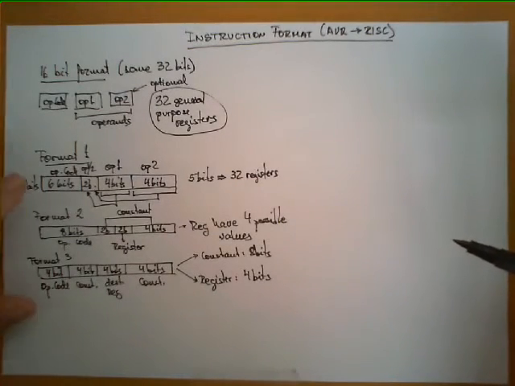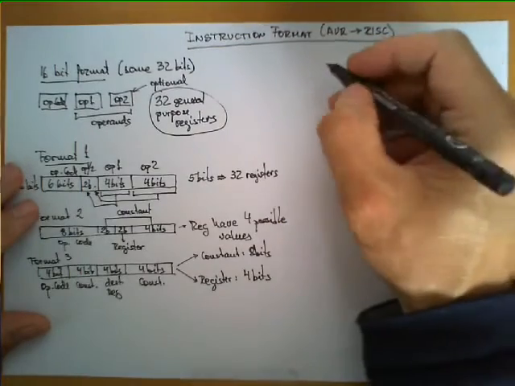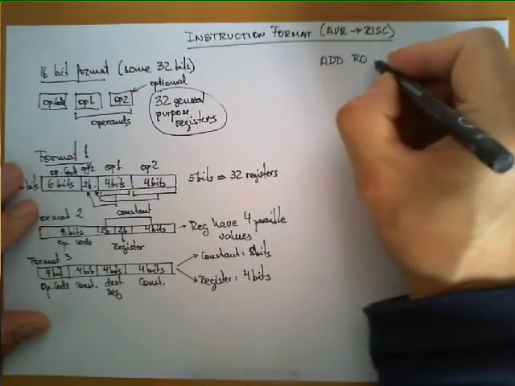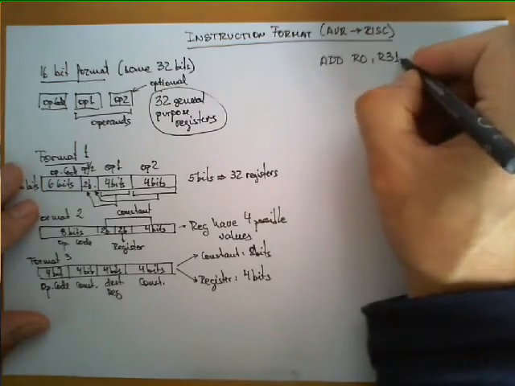Let's see examples of this encoding. Let's start with this instruction that adds the content of register 31 to register 0.